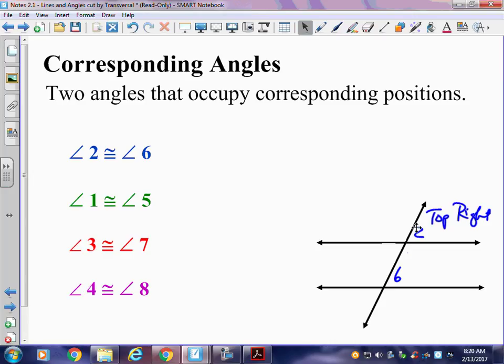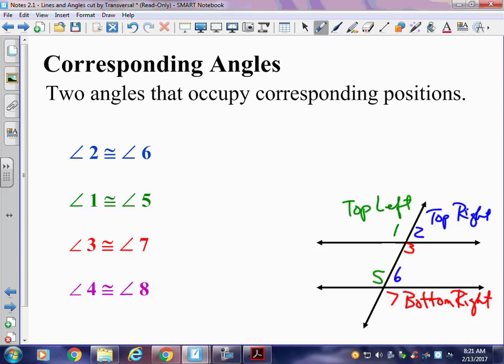Now we're going to switch colors to green, and we're going to put in 1 and 5. 1 and 5 go here, and they're in the top and the left position. Next, we're going to put in 3 and 7, and 3 is going to go here, and 7 is going to go here, and this makes it the bottom right position on each one, because corresponding have to be in the same place.